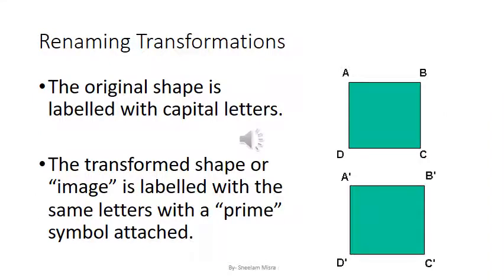Transformations can be renamed. The original shape is labeled with capital letters. See in the figure, it is denoted by capital letters A, B, C, D, and the transformed shape or image can be labeled with the same letters with a prime symbol attached to it.